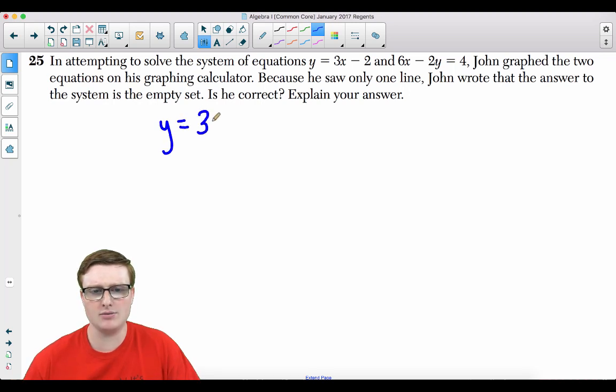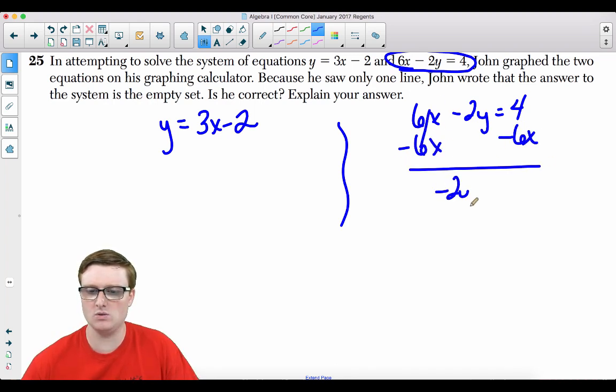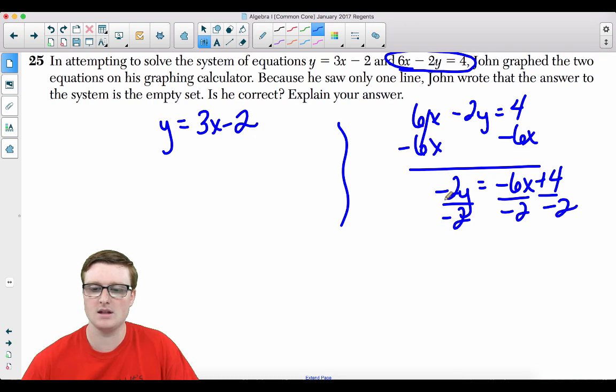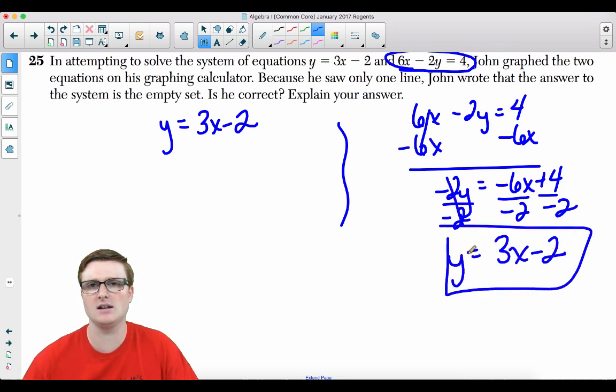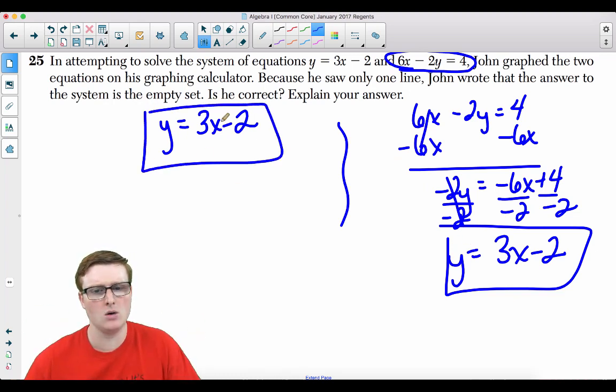Well, here we go. We have y is equal to 3x minus 2. Let's go ahead and convert the other equation into y equals mx plus b form. So we get 6x minus 2y equals 4, right? I'm going to subtract the 6x on both sides. We get negative 2y is equal to negative 6x plus 4. We divide by negative 2 on both sides, right? So we get y is equal to positive 3x minus 2. All right, that's it. Whoa. Wait a minute. Huh? These are the same line.